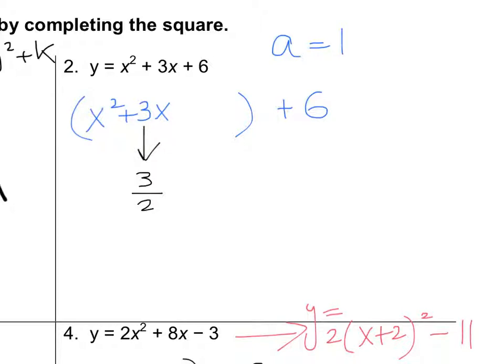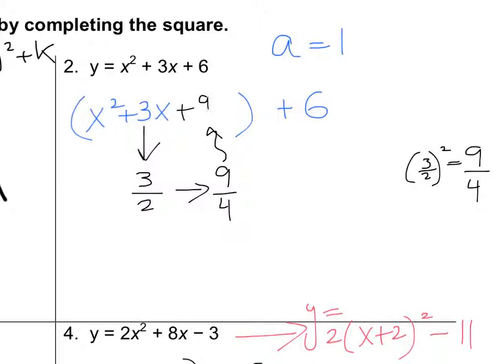I want you to keep it as a fraction. And now you need to square that. So to square 3 over 2, it means you need to square the top, you get 9, and square the bottom, you get 4. So it's 9 over 4. It means what I need to add is 9 over 4. So I need to balance that out by subtracting 9 over 4.